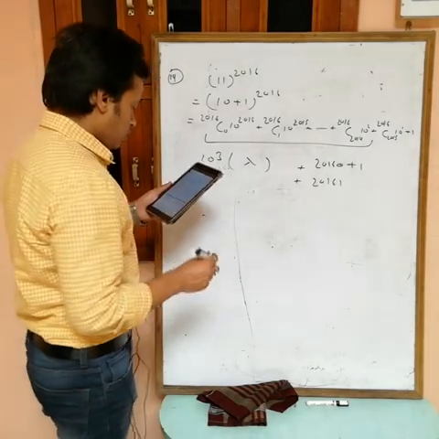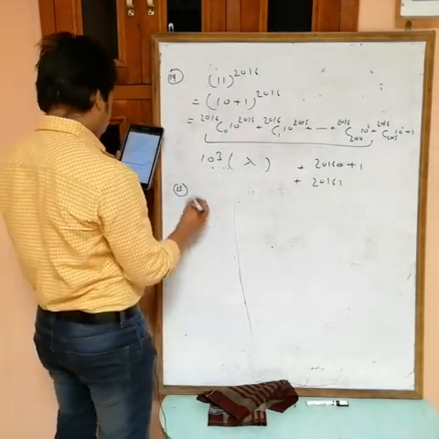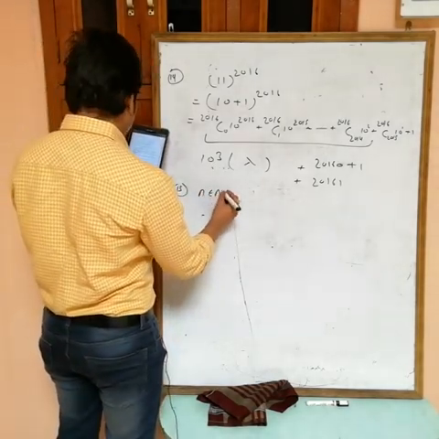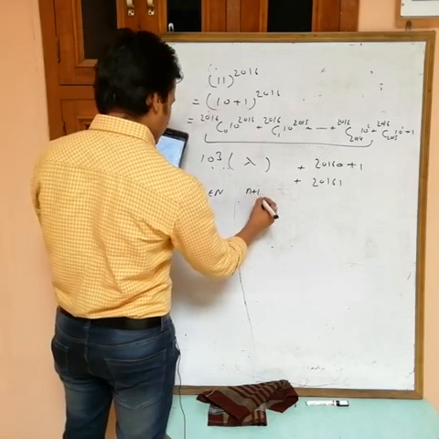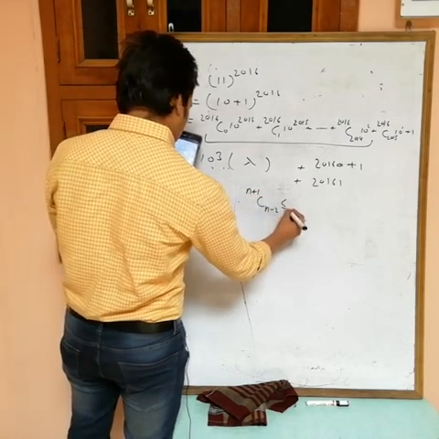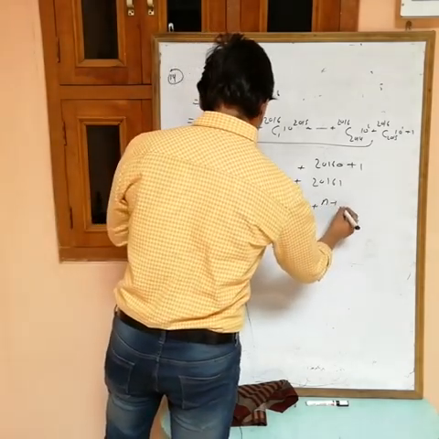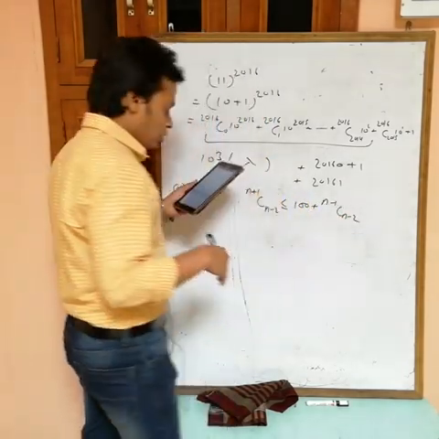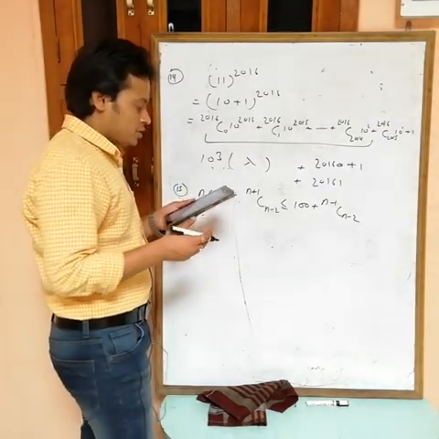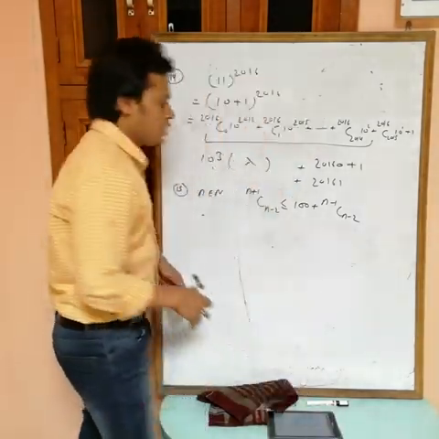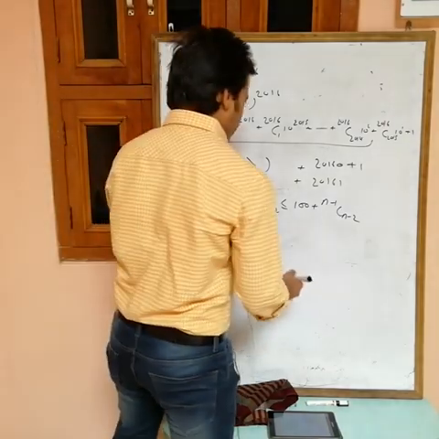15. In 15, n belongs to N, and n plus 1 C n minus 2 is less than or equal to 100 plus n minus 1 C n minus 2. Then the number of possible values of n is equal to, okay, how many n can we take? n belongs to natural numbers, it is given.